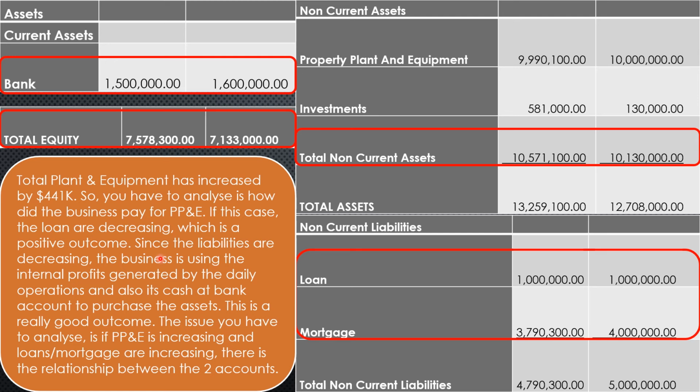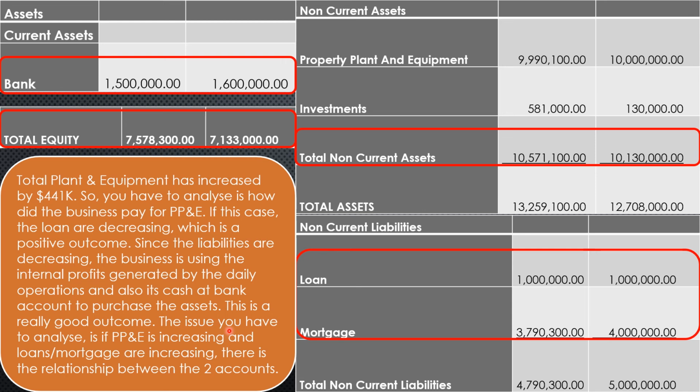and you need to analyze how did the business pay for the property, plant and equipment. If this is the case, the loans are decreasing, which is a positive outcome. Since the liabilities are decreasing, the business is using the internal profits, in other words, coming from the total equity, and also its cash at bank account to purchase these assets, and the cash at bank account has decreased by $100,000. So this is a good outcome for the business, and that is the issue that you have to analyze.